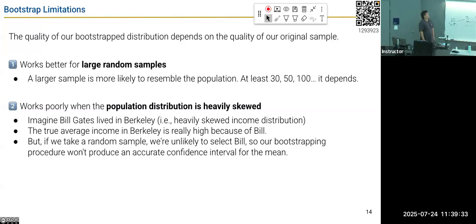if your quantity of interest is the average income. In this case, maybe studying the median is better if you know there are a few very rich people in your city.